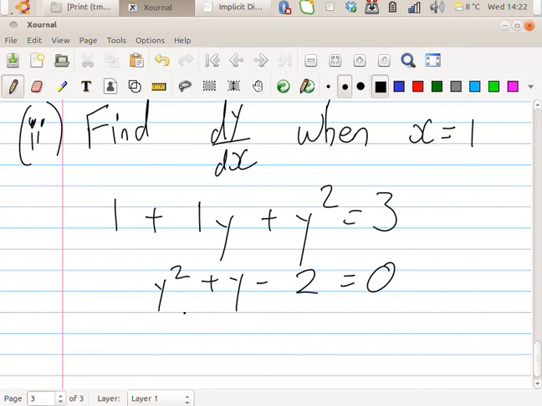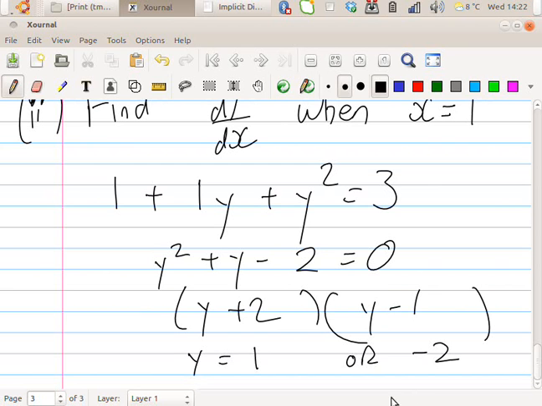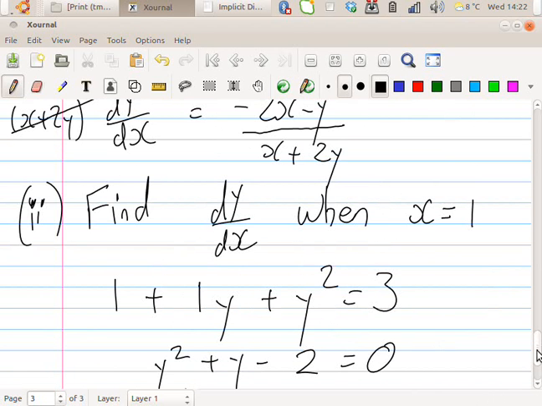We haven't seen this in a while, have we? Quadratic. y plus 2, y minus 1. So in fact you get two answers to consider: y equals 1 or minus 2. So actually you have two possible answers here.